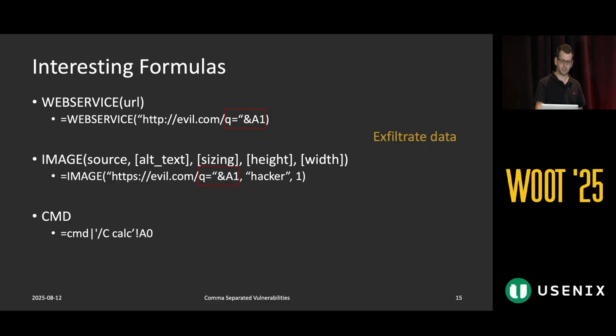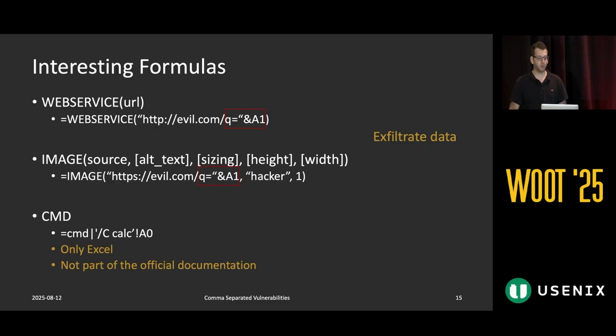So in this case, the cell value of A1 is appended to the URL, and when the request is done, the value of cell A1 will be sent to the server. So if the attacker has control over the server, then he can exfiltrate data and read it if the formula gets executed. But there is one more formula that sounds interesting.